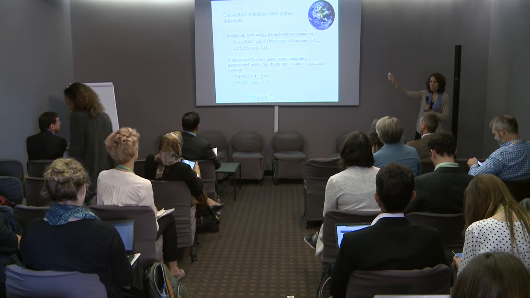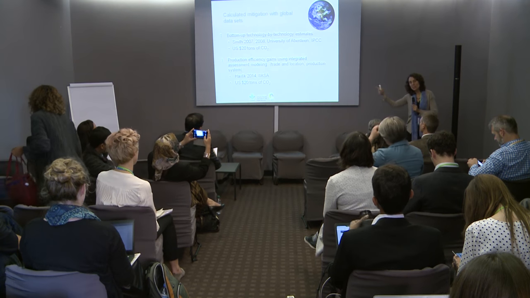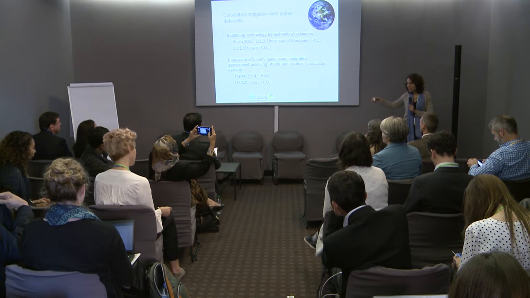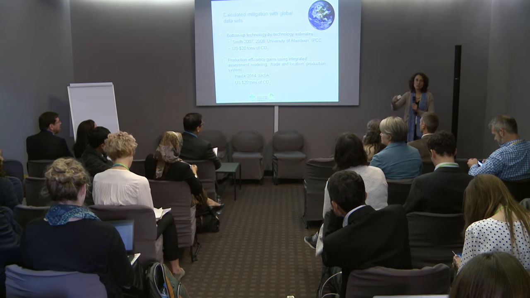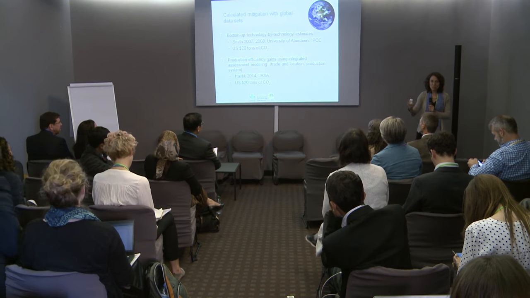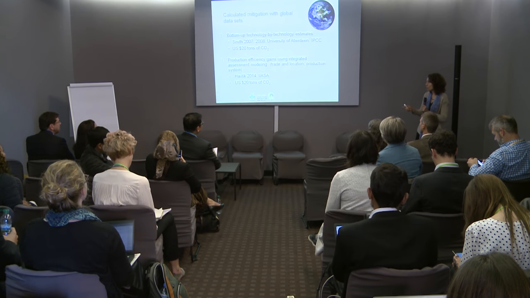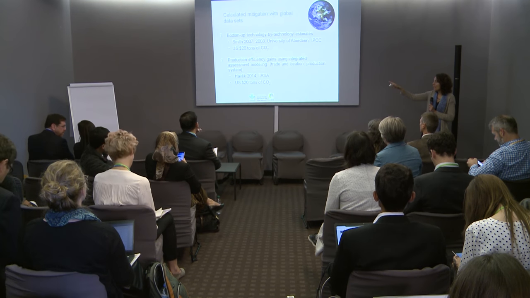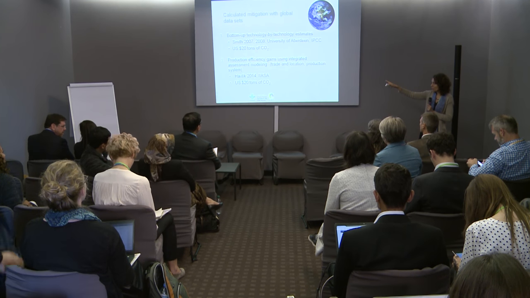One is a bottom-up technology-by-technology estimate. In other words, we added up if you mitigated in rice, if you mitigated in livestock, if you mitigated in grasslands, and you added up all of the different impacts of different technologies, what would that be at very low prices, 20 tons of CO2, and then $20 per ton of CO2.